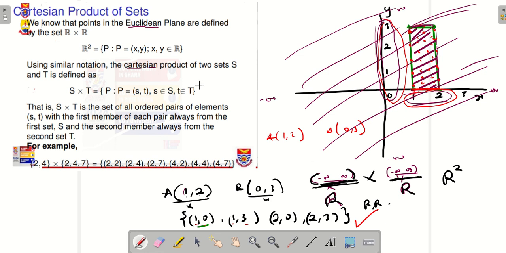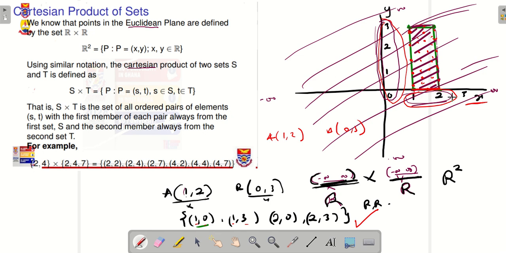So now let's look at R squared. Whenever you have two sets of real numbers, the Cartesian product is given as R squared, that is equal to P = (x, y), where x and y are real numbers. So that is what I said: the values on the x-axis are real numbers, and the values on the y-axis are also real numbers.